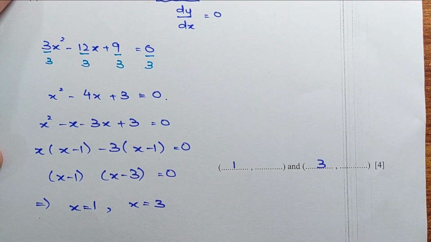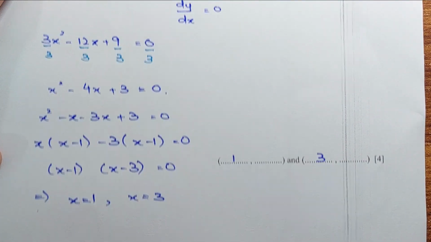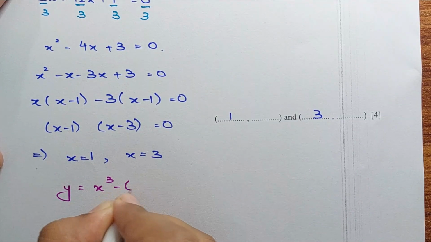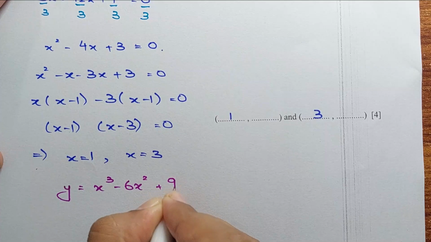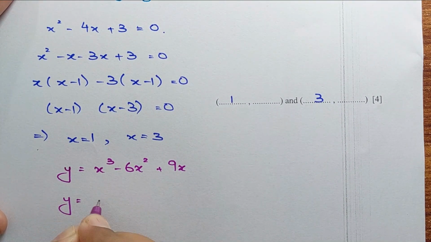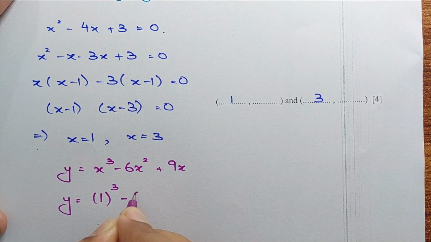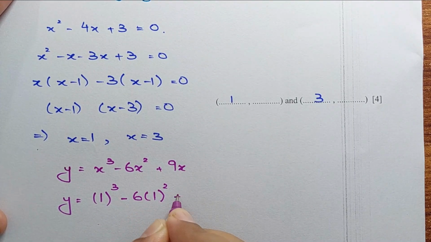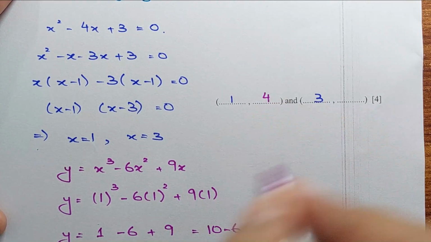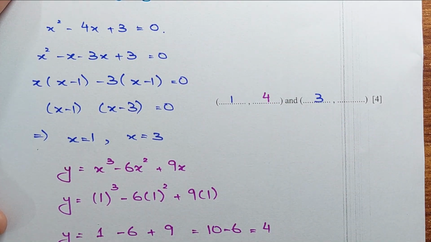Let me figure out the y. Substitute the x values into the curve. The curve is y equals x cube minus 6x square plus 9x. So what is y when x is 1? y equals 1 cube minus 6 into 1 square plus 9 into 1, so y equals 1 minus 6 plus 9. 9 plus 1 is 10, 10 take away 6 equals 4. So (1, 4) is the first coordinate of the turning point.